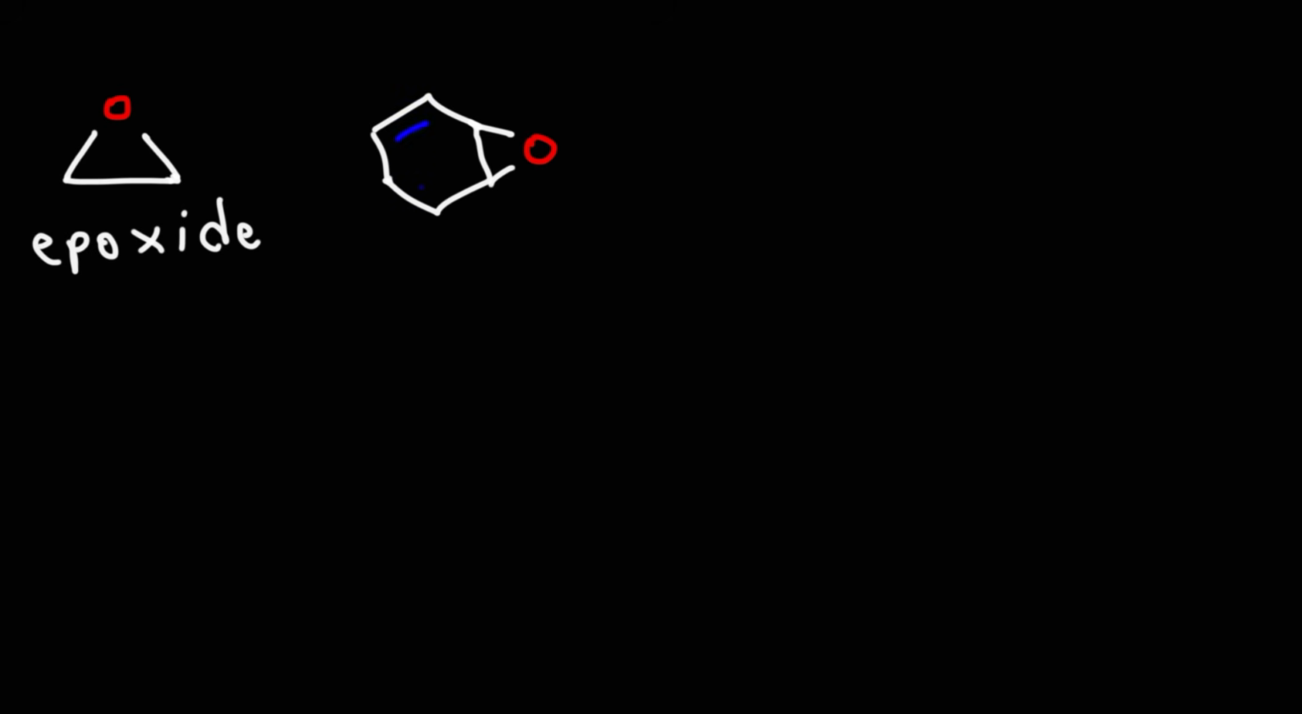Now, what if we have a 3-atom ring with an oxygen? What do you think that is called? This is called an epoxide. It looks like an ether, but it's in a ring instead. If that is an epoxide, what is this? So this is called an arene oxide, also known as benzene oxide.